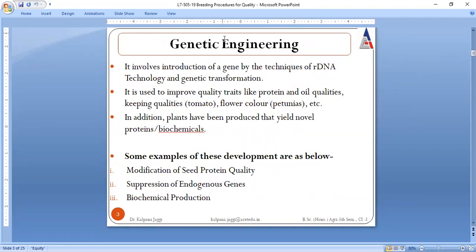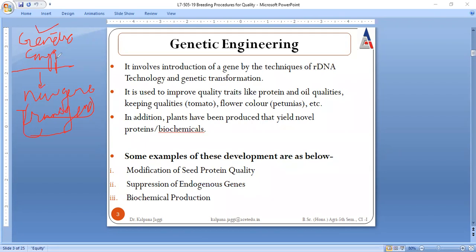So before I go into breeding for quality, because these all three methods are discussed under genetic engineering, and as I have already introduced you to the concept of genetic engineering a number of times, again today I let you know genetic engineering is all about the introduction of a new gene. The new gene that is introduced is said to be a transgene.